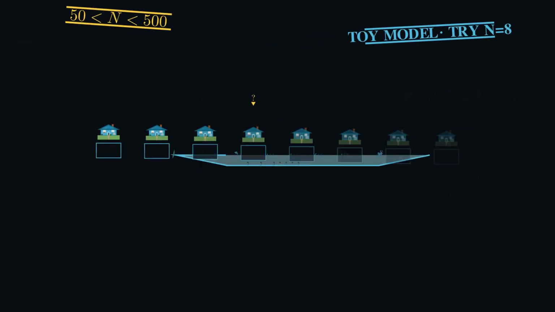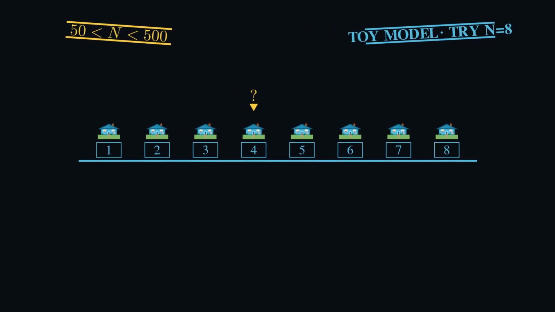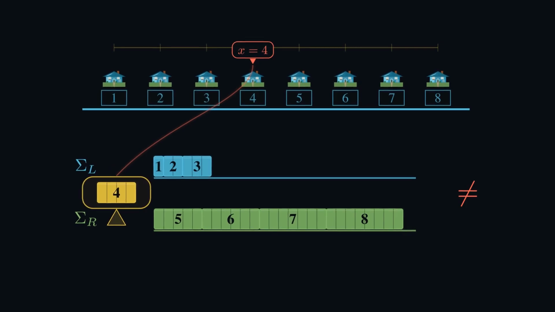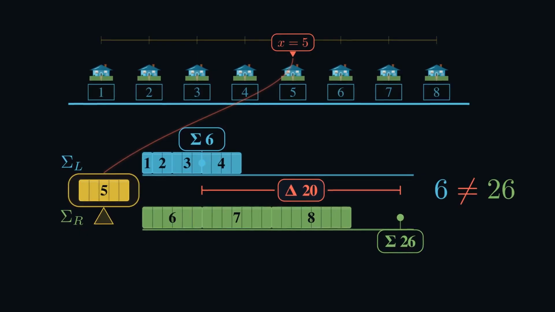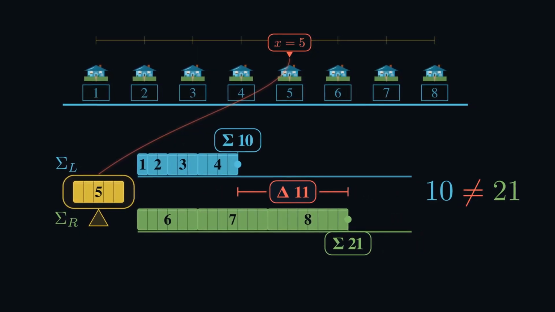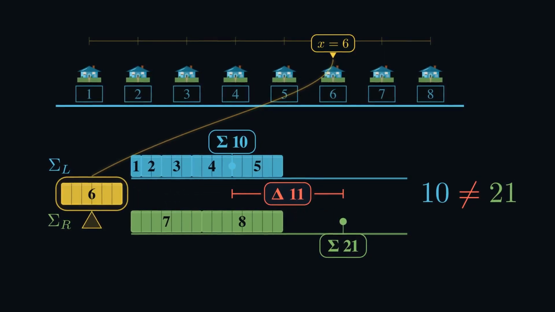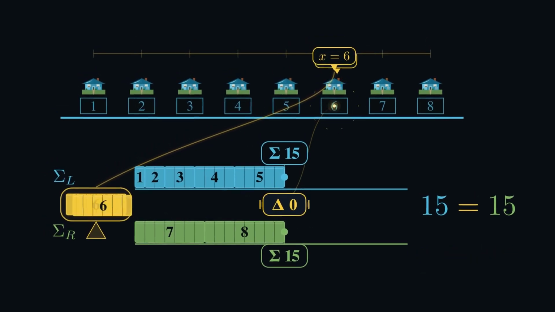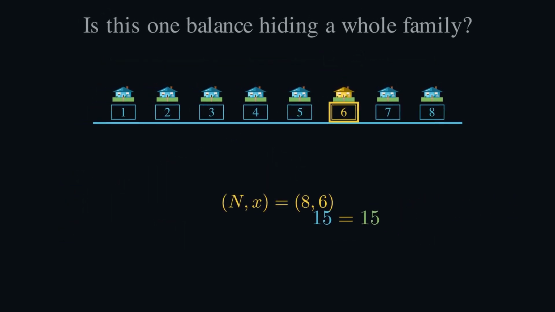We begin with 8 houses, where every sum is visible. The crucial issue is whether the equal totals meet at an integer door. At house 4, the lower addresses total 6, while the higher ones total 26. House 5 is closer, but 10 still does not equal 21. At house 6, 1 through 5 total 15, and 7 plus 8 also total 15. 6, therefore, balances 8 houses exactly, raising the question of whether more such streets exist.